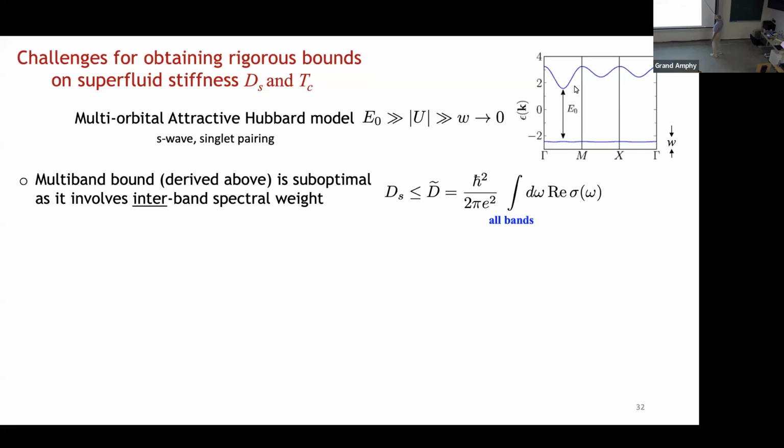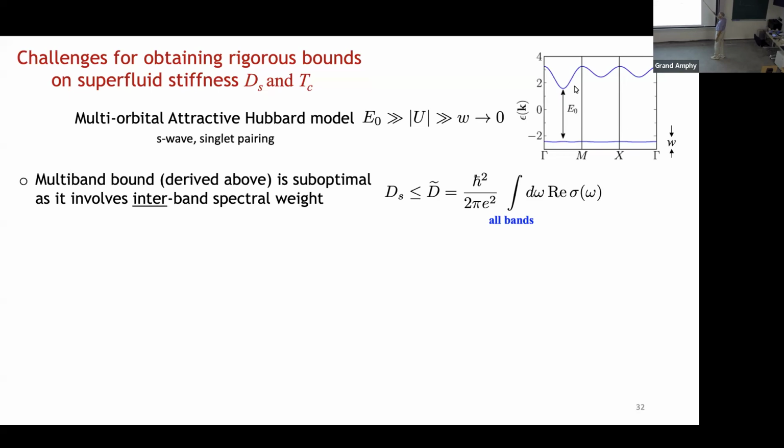Now, if you take the full model, then we can just use all the results we had derived earlier to get an upper bound on the stiffness. No problem, without quantum geometry, without any of the other stuff I've talked about. The problem is that the multi-band bound, which was derived in the first part of my lecture, is highly suboptimal.